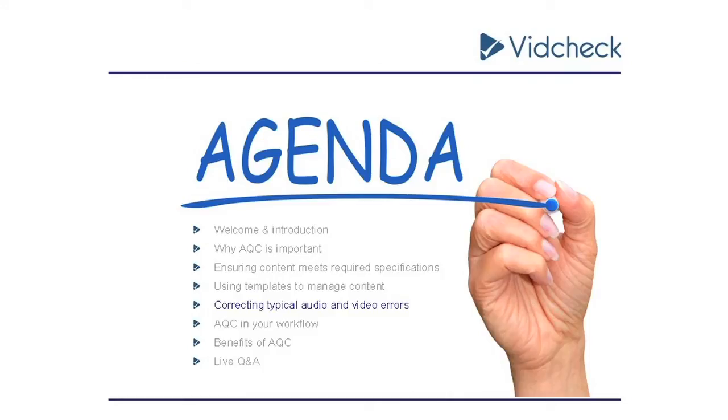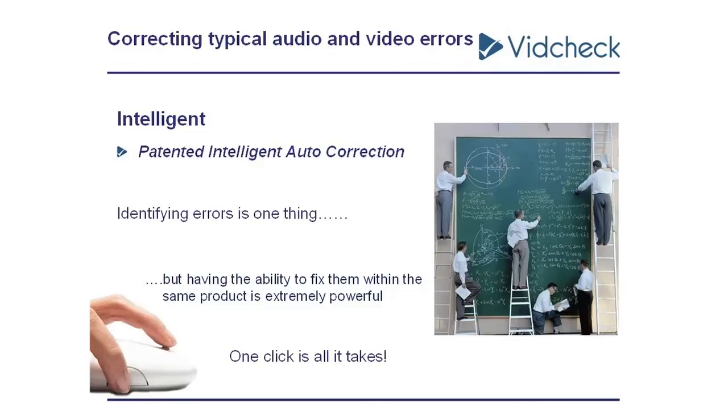Correcting typical video and audio errors. We've looked at the kinds of errors that AutoQC software can find, and it's one thing to tell us about these errors, but obviously that error still needs to be fixed. Our own AQC software, Vidchecker, can help with this.